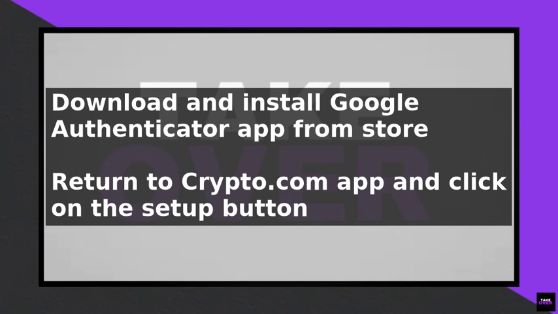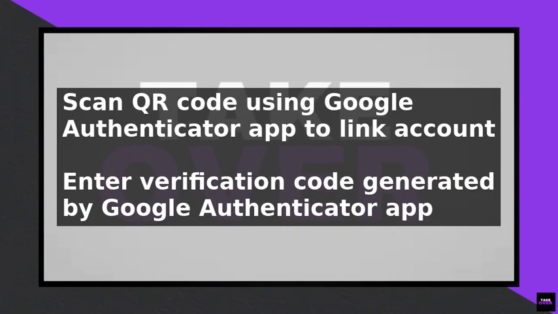Open the Google Authenticator app, click on the plus icon to add a new account, and select Scan a QR code. Point your camera at the QR code displayed on the Crypto.com app and the Google Authenticator app will automatically link your Crypto.com account. After scanning the QR code, you will be asked to enter the verification code generated by the Google Authenticator app. This code is a series of numbers that changes every few seconds. Enter the code in the Crypto.com app to complete the setup process.